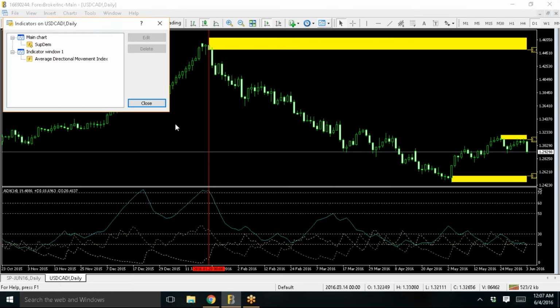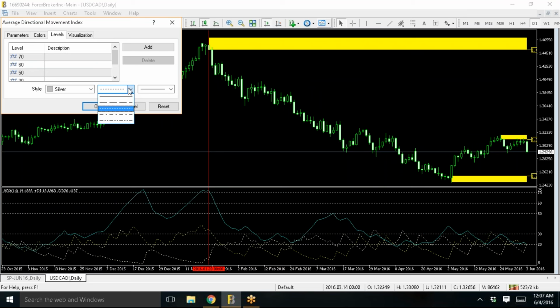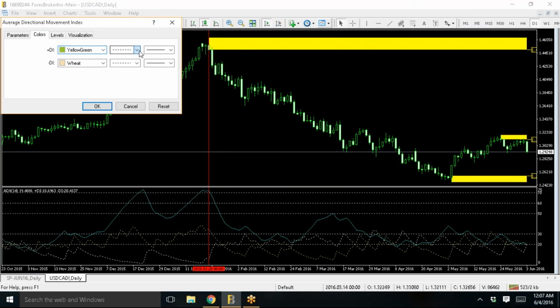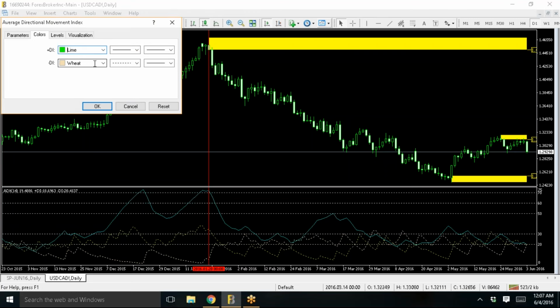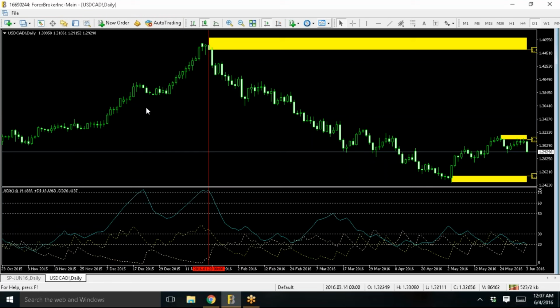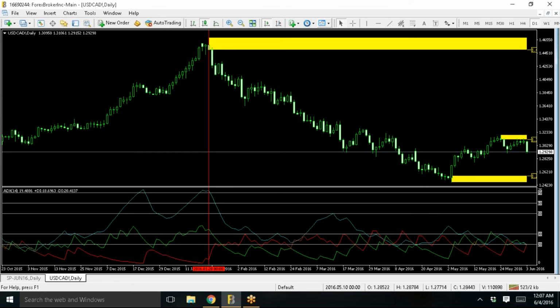Let's kind of fix it so it doesn't look all ugly. Make these solid. Make this green. Make this red. This will be solid as well. So yeah, pretty much the way ADX is to be used. Let's actually add a horizontal line at the 20.